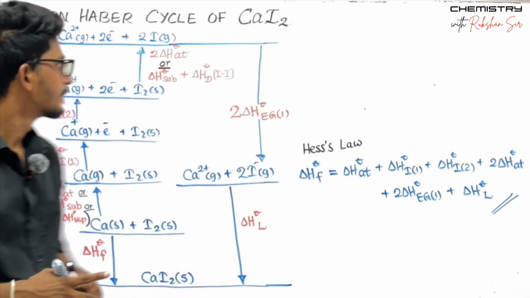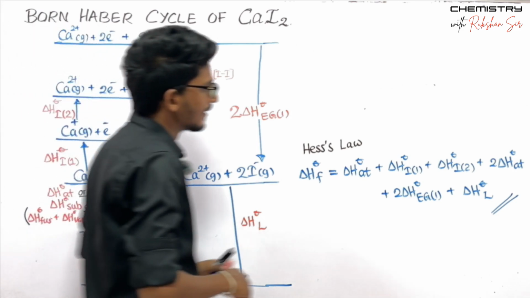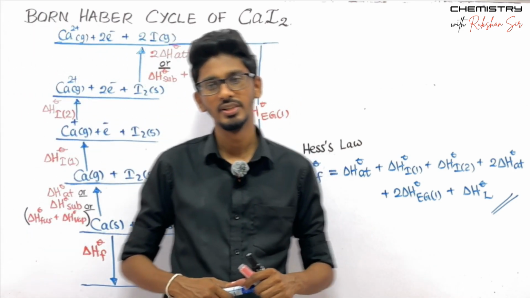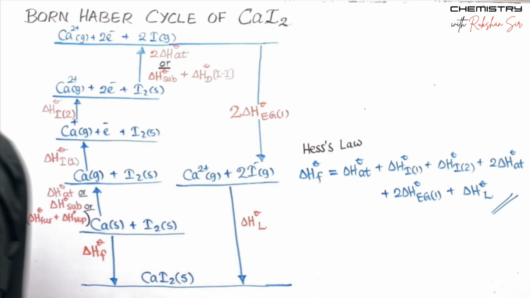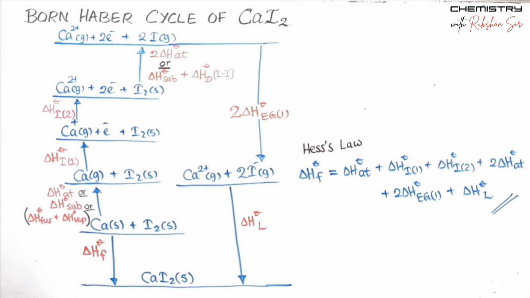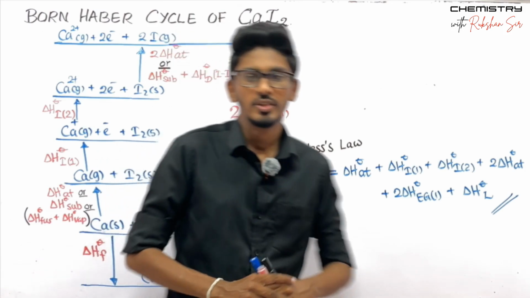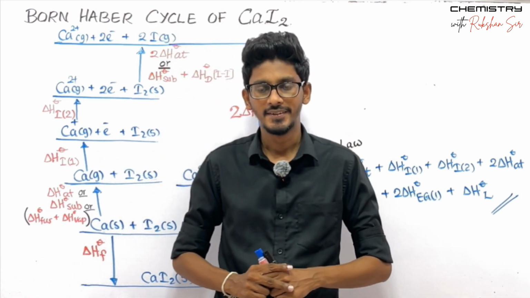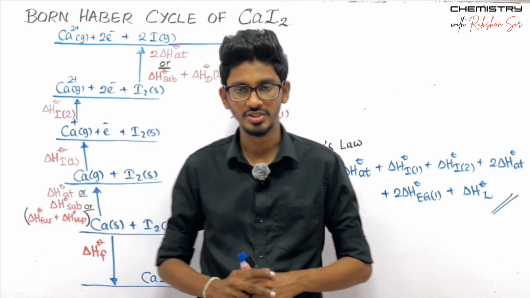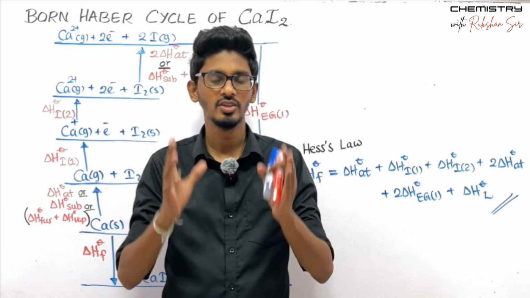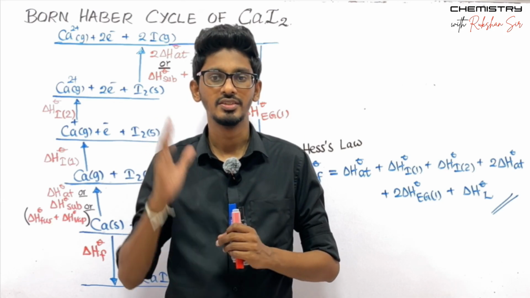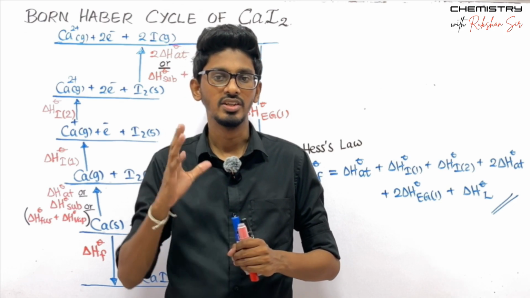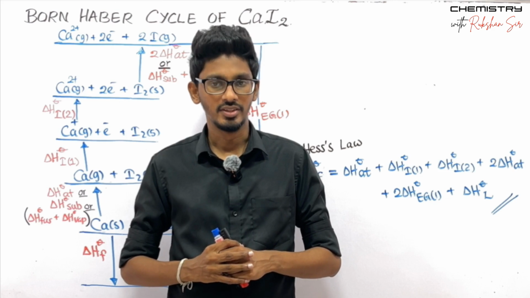So this is all about the Born-Haber cycle of calcium iodide. Clear? That is all I am to discuss today in this short session. You have another homework about the Born-Haber cycle of aluminum oxide. Just do that at home, and we'll discuss that in your class.